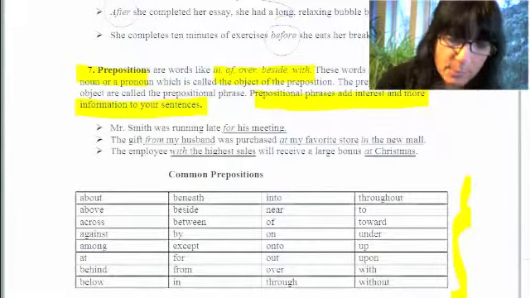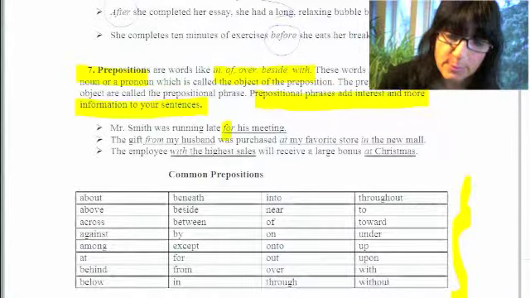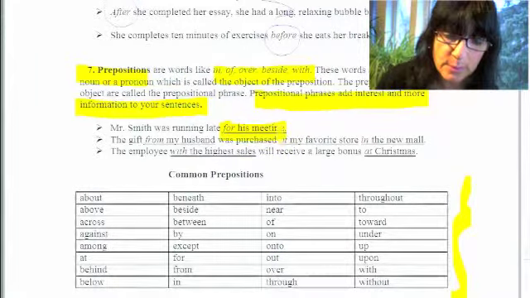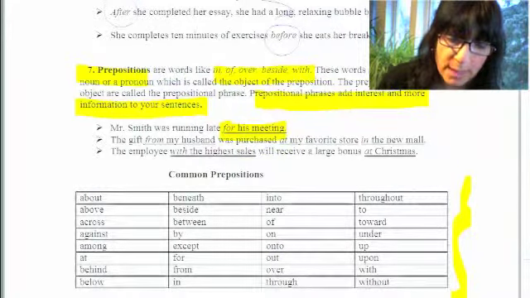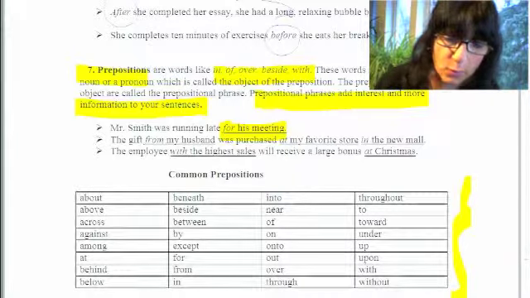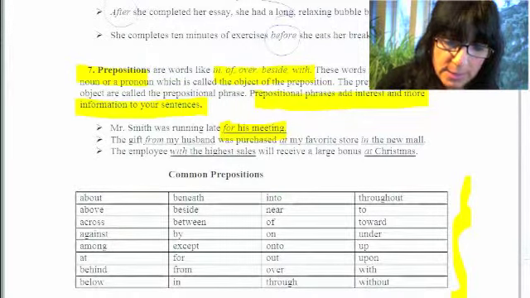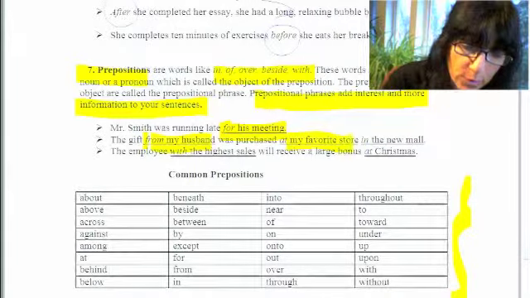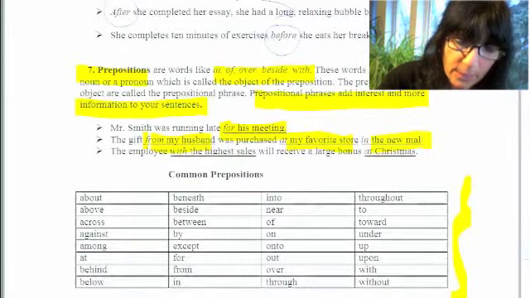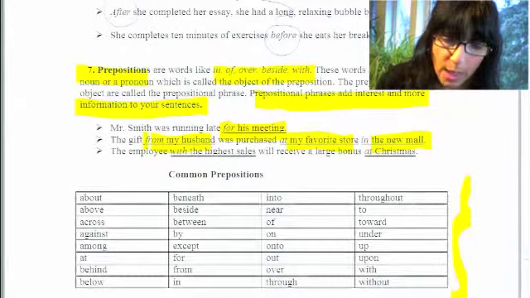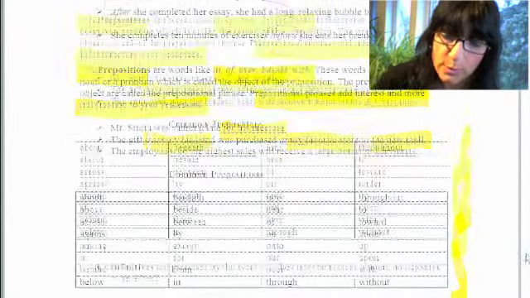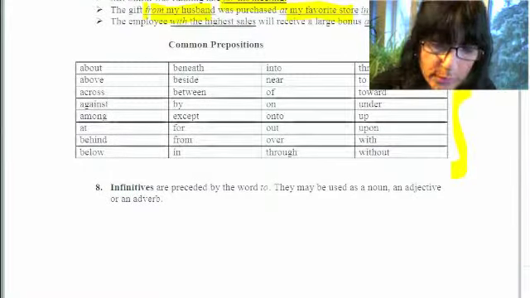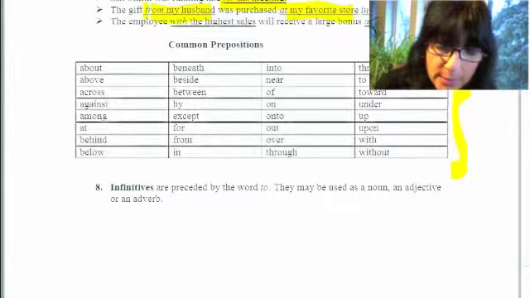For example, Mr. Smith was running late for his meeting. For is the preposition. For his meeting is the prepositional phrase. The gift from my husband was purchased at my favorite store in the new mall. From my husband is a prepositional phrase. At my favorite store is another one, and in the new mall. And the employee with the highest sales will receive a large bonus at Christmas. There's a list of common prepositions that you should look at and keep in mind.